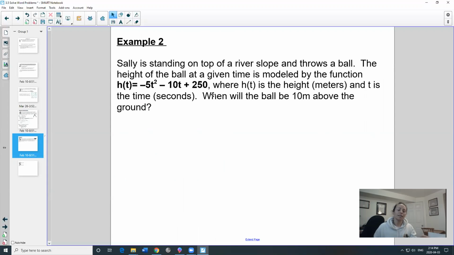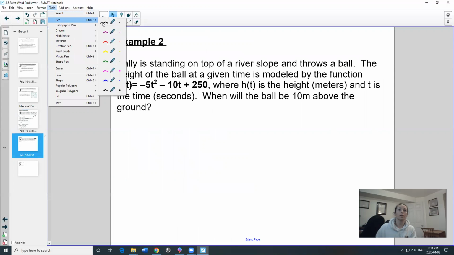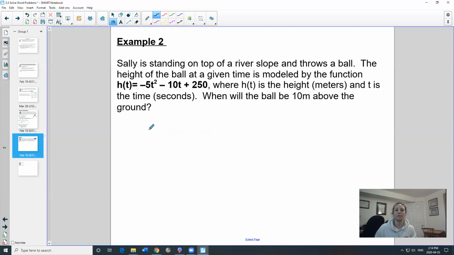Honestly, this is kind of the same idea. We are looking at equations like this, and we're trying to solve them. For this example, it says Sally is standing on top of a river slope and she throws a ball. Okay, we all know what happens when you see balls and objects getting tossed. You can imagine there's Sally up at the top. Let's give her a little smiley face. There she is, smiley face, and she's tossing a ball. The ball is going to do this.